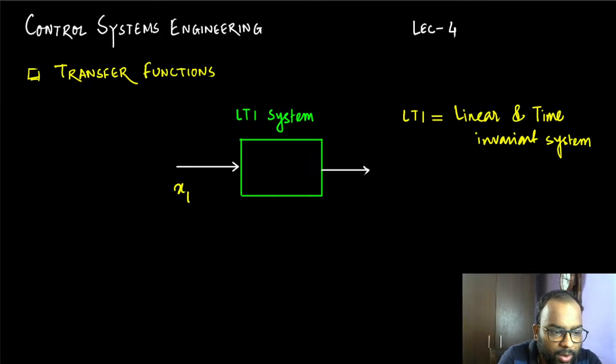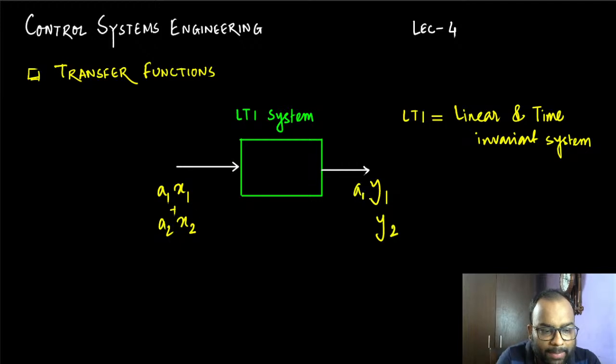Essentially, if x1 is the input and correspondingly y1 is the output, and if x2 is the input and y2 is the corresponding output, then any linear combination of these two will result in the same linear combination of the outputs. So that's the linearity property as a whole. If any system satisfies this sort of conditions, then the system is called a linear system. If not, then the system is called a non-linear system.